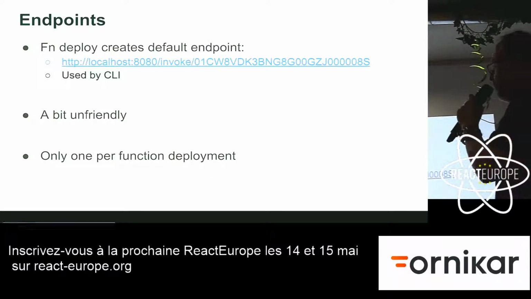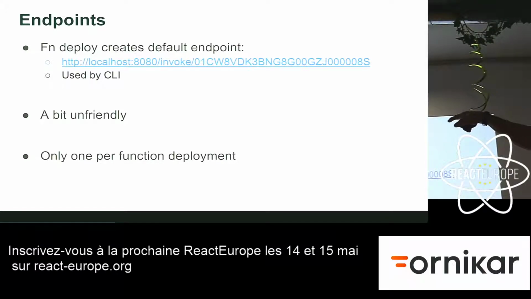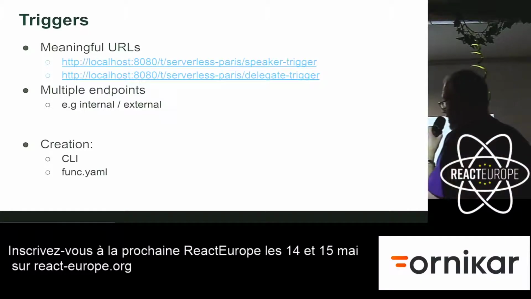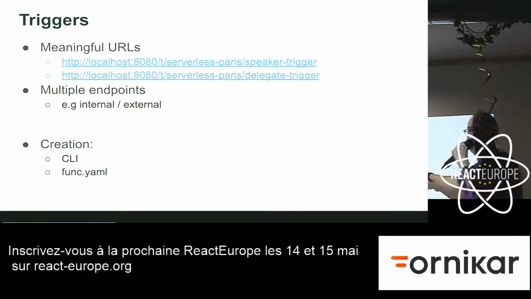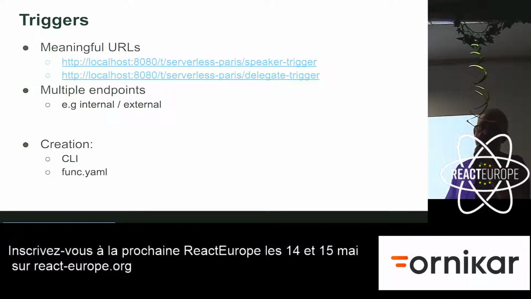Endpoints. When we do an fn deploy, it creates the default endpoint, which is used by the CLI. It's not terribly readable, it's not terribly memorable, and you only get one of them per function deployment. So what you can also do is create something called triggers, which will give you more meaningful URLs, and you can also have multiple endpoints.